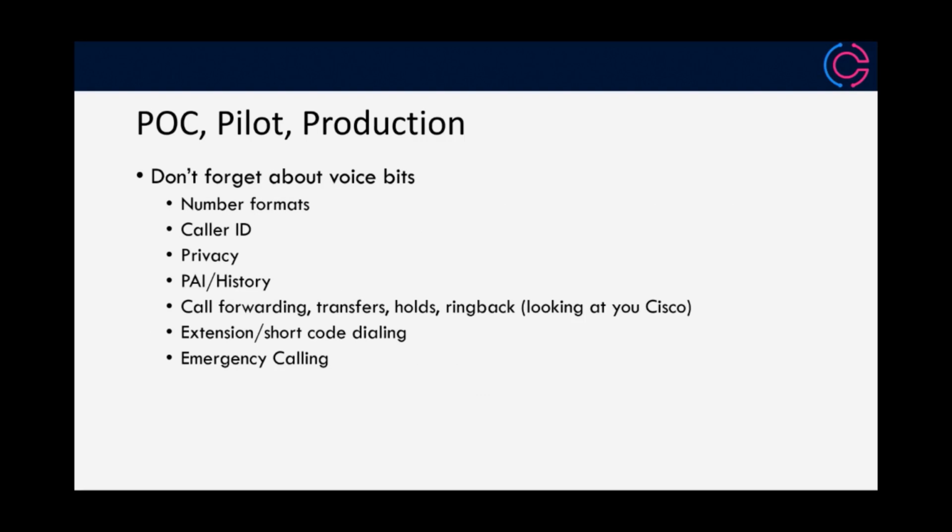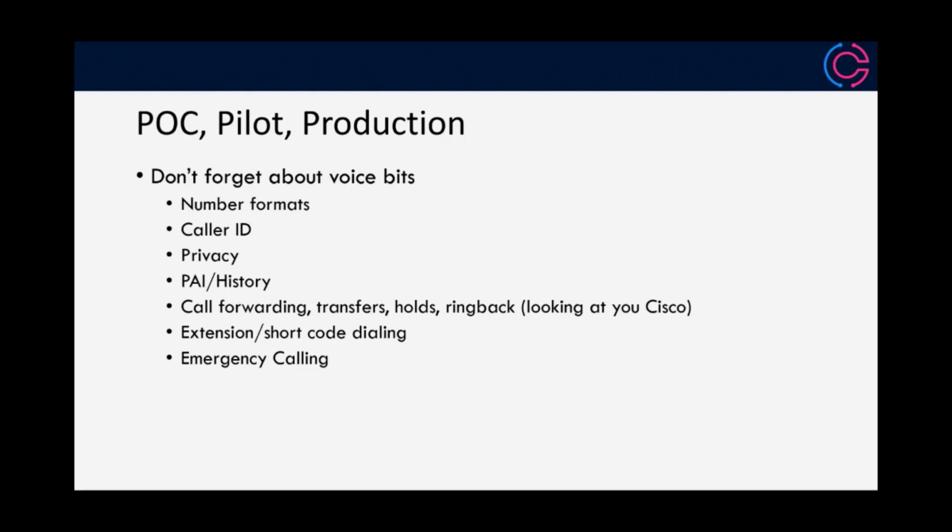Don't forget about all of the fun voice bits about interoperability between Teams, Skype for Business, any other PBX that you have. You'll need to worry about number formats. So how many digits is my telephone company sending in to me? How many digits do they expect back? What do I need to include for the caller ID?